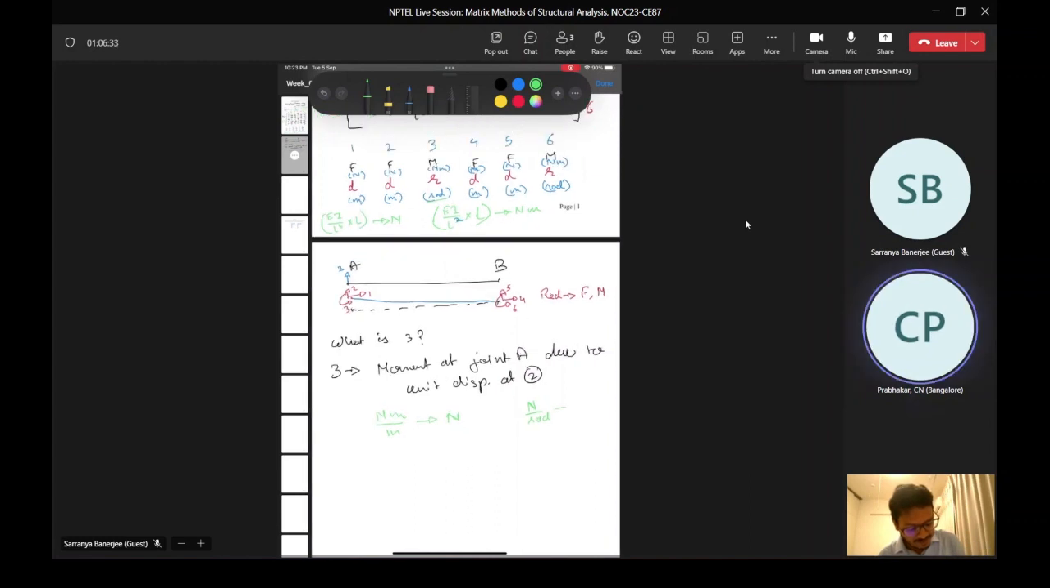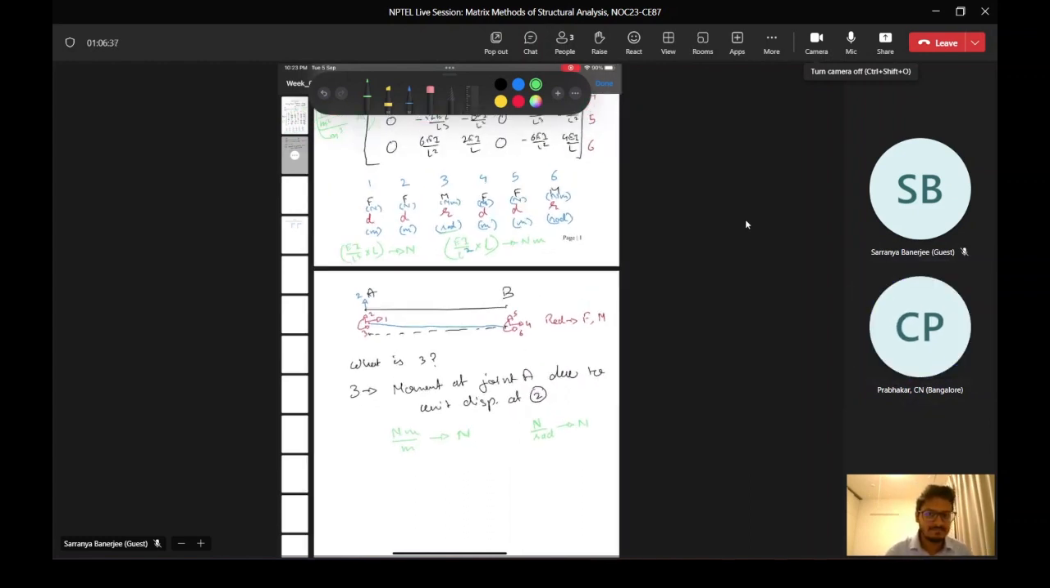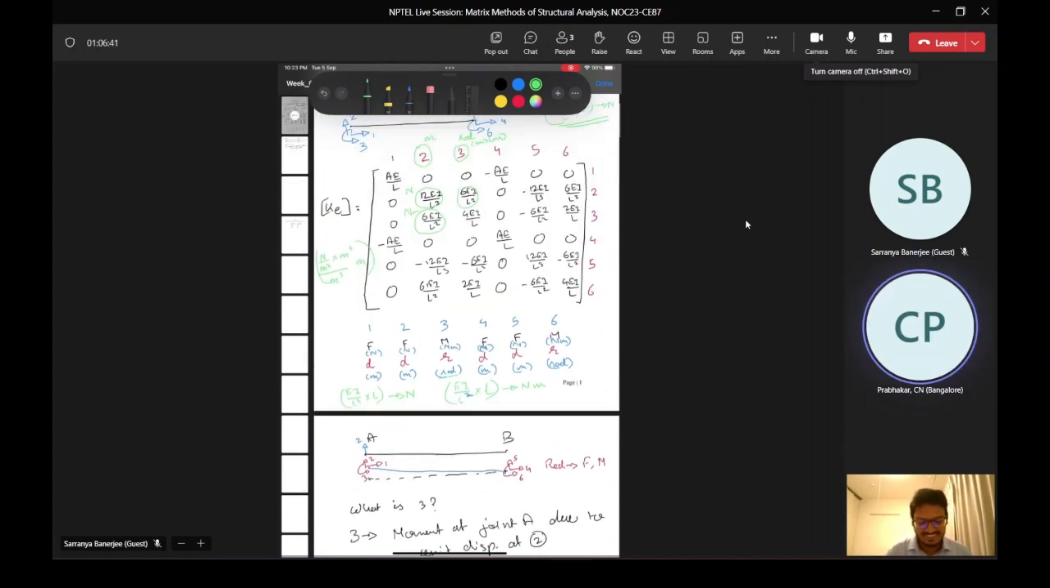Newton divided by radian, which gives us Newton again. Okay. Clear? I mean, it takes a lot of time to go into it. No, no.